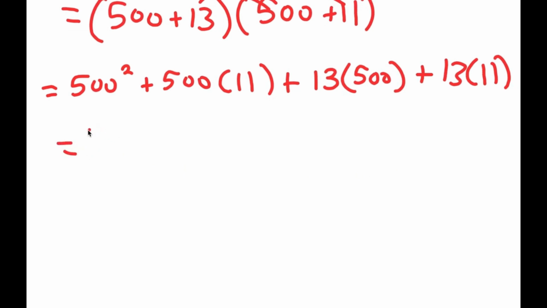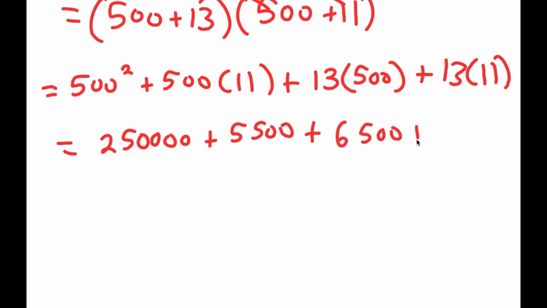Now, it's much easier to solve this. 500 squared is 250,000. And 500 times 11 is 5,500. 13 times 500 is 6,500. And finally, 13 times 11 is 143.